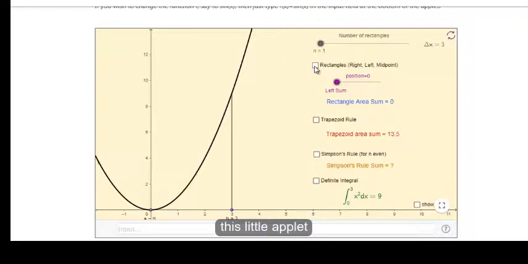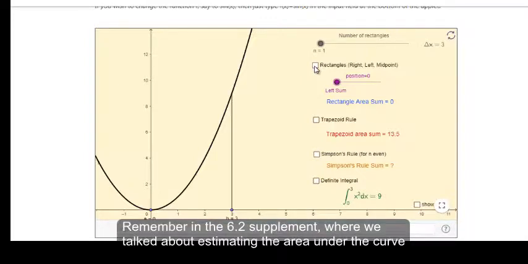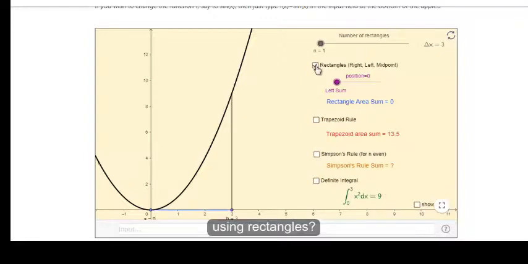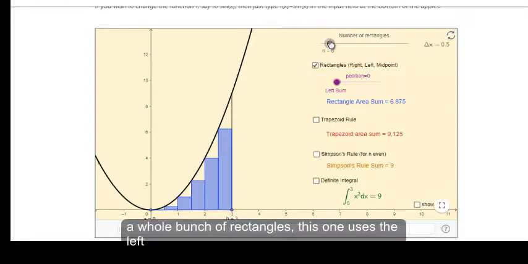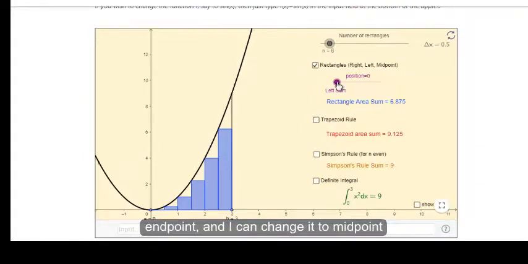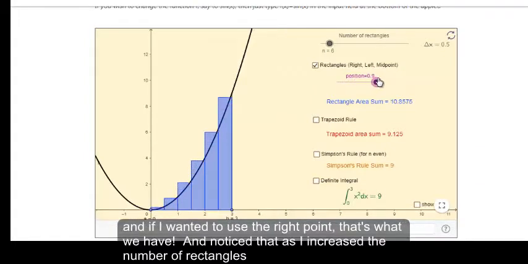Remember in the 6.2 supplement where we talked about estimating the area underneath the curve using rectangles? Well, here's a visual picture of what we did. See? A whole bunch of rectangles. This one uses the left endpoint. I could change it to the midpoint, I think. And then if I wanted to use the right point, that's what we have.